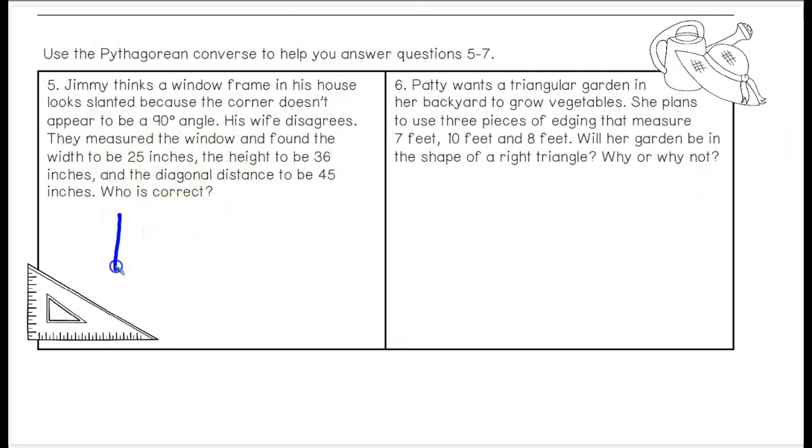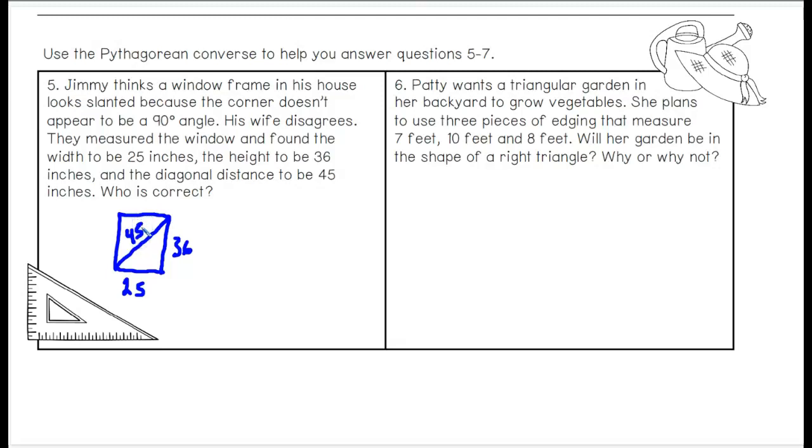So here's their window, right? It's roughly a rectangle. We don't have to have it exactly correct, but we'll draw our picture. The width is 25 inches. Whoops, I wrote a rectangle. I apologize. Oh, it is. Yeah, that's right. 25. And the height to be 36 inches. And the diagonal distance, so the distance from here to here, is 45.